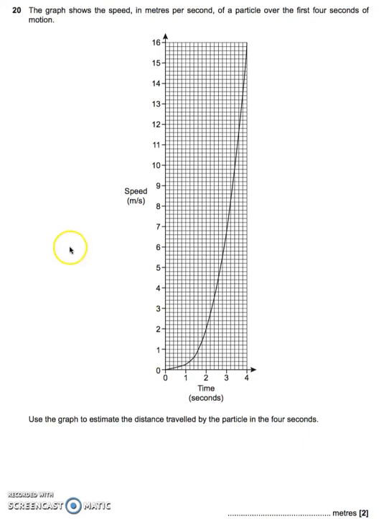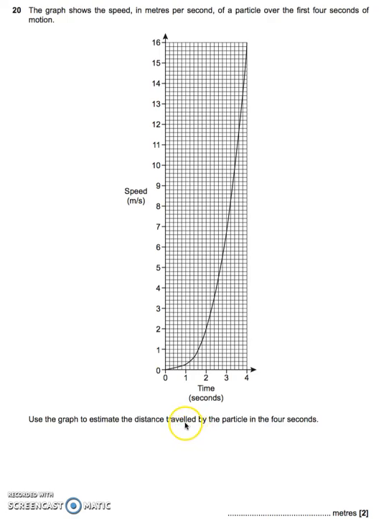Question number 20 says the graph shows the speed in meters per second of a particle over the first 4 seconds of motion. And we can see we've got another one of these speed time graphs like we had earlier in the same paper. But this time we're calculating or estimating the distance travelled by the particle in the 4 seconds that the graph shows.